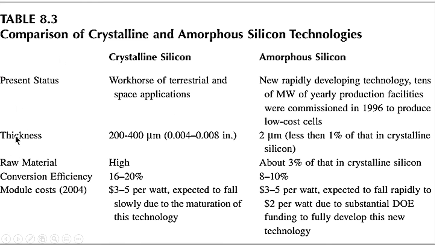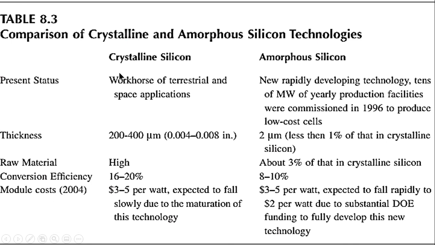Now the next comparison is about raw materials. The amount of raw material usage in crystalline silicon is high as compared to amorphous silicon, which uses about 3% of what is used in crystalline silicon. Now next comes the conversion efficiency. For crystalline silicon, it's about 16 to 20%, and it is high as compared to the amorphous silicon, which has conversion efficiencies of about 8 to 10%.